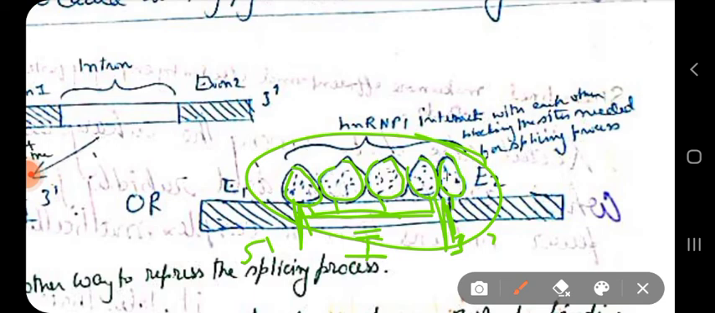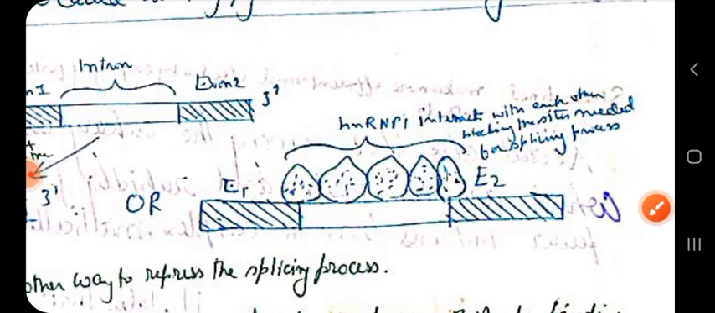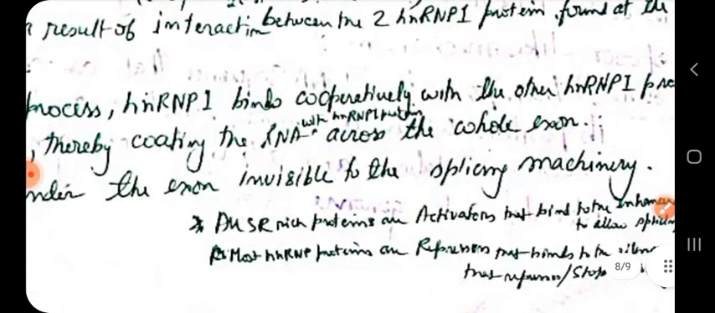So these are the two ways through which the regulatory protein called HNRNP1, which is heterogeneous nuclear ribonucleoprotein, functioning as a repressor, is repressing the whole process of splicing. Okay, in this way, HNRNP1 protein works.